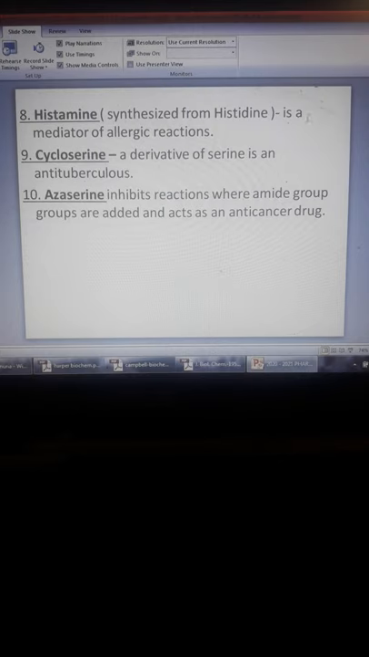Next, histamine is a mediator of allergic reactions. Later we'll discuss histamine coming from the amino acid histidine, okay? And cycloserine is a derivative of serine, and is an anti-tuberculous or anti-TB agent also. We have azaserine, which inhibits the amide group, and it is also used as an anti-cancer drug, okay?